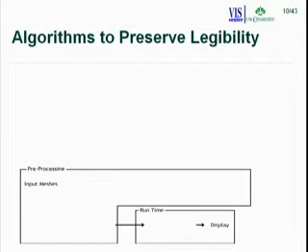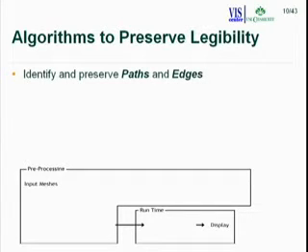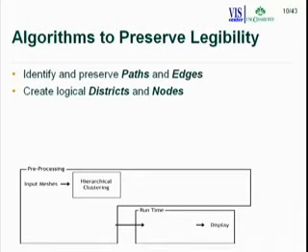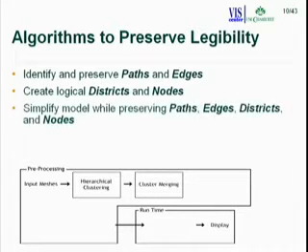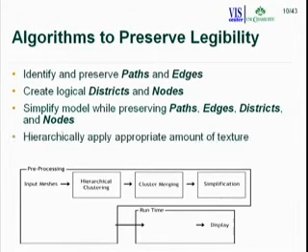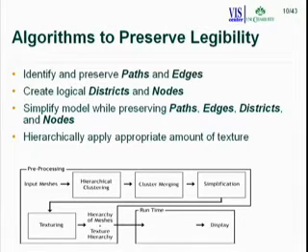So there are about 5 steps to our algorithm in order to preserve legibility. In order, the first thing we do is we try to identify and preserve the paths and the edges. And we do that through this hierarchical clustering that I'll be talking about. The second step is creating logical districts and nodes, and we do that through cluster merging. Then the third step is simplifying the model while trying to preserve paths, edges, districts, and nodes, and that's done through our simplification process. Then we hierarchically apply the appropriate amount of texture, and that's through the texturing process. And these 4 steps combine to become the pre-processing step. And at the end of this pre-processing step, you end up with a hierarchy of meshes as well as a hierarchy of textures.